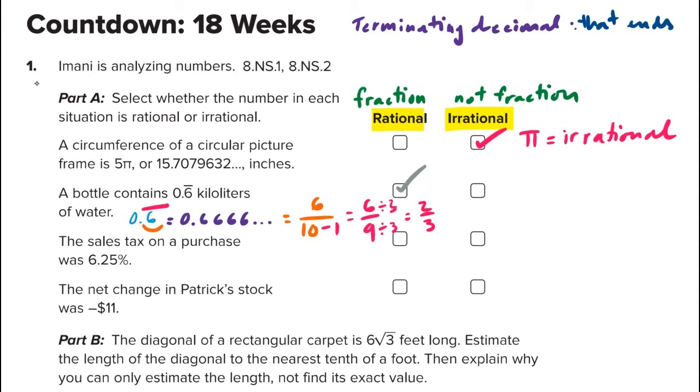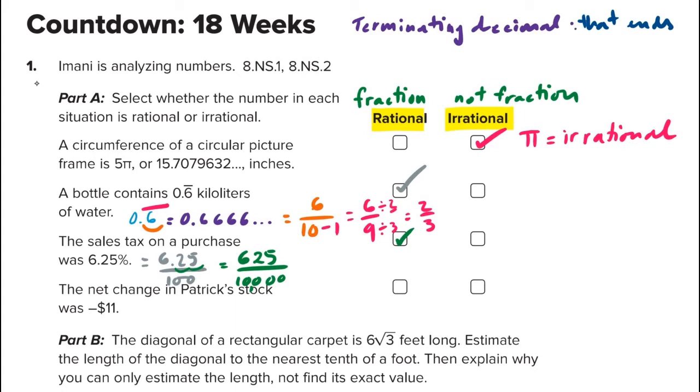Next one, 6.25%. Can you write this in the form of a fraction? First of all, 6.25% means divide by 100. We have 2 numbers after the decimal point. If I move it 2 places over, which means I also divide by 100, that would be 625 over 100. Now divide 1 more 100, which means you have 2 more zeros, so divide by 10,000. Since this is in fraction form, we can write the percent as a fraction, which means it's also a rational number.